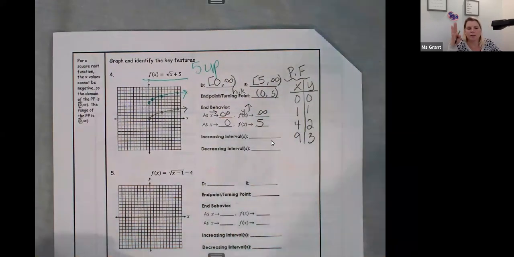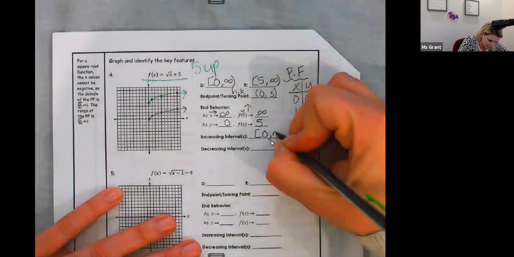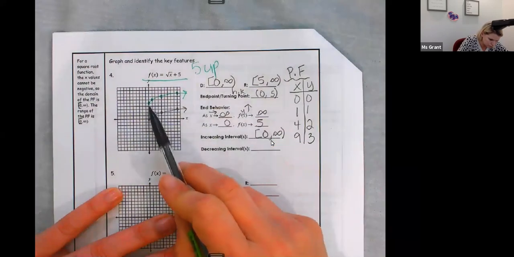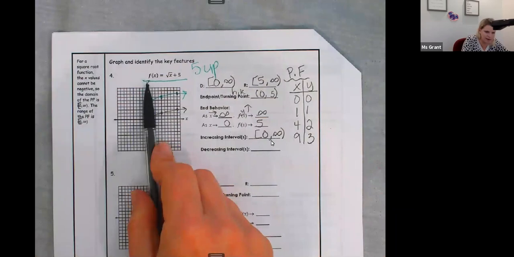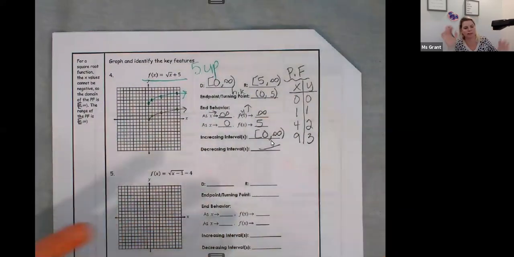An increasing interval means, where does my graph go upward? Well, guess what? It goes upward at 0, infinity, right here. Along the x-axis at 0 and then upwards. It never decreases. So just to draw a line, nope, it's not decreasing at all.